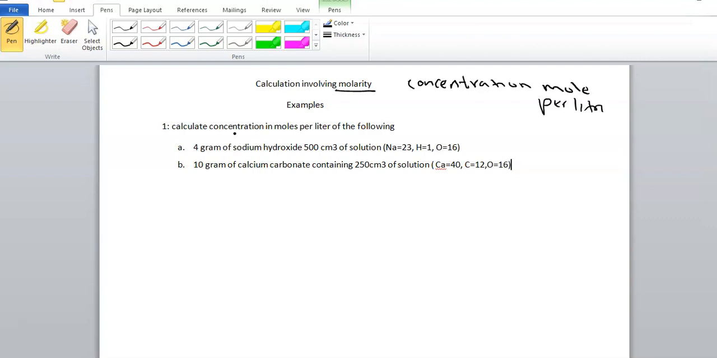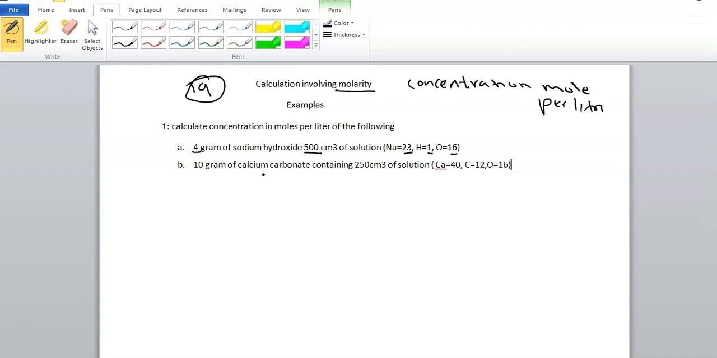In our last lesson, lesson 18, we learned how to calculate concentration in gram per liter. But this one is totally different. This is lesson 19, in which we are learning molarity. Calculate the concentration in moles per liter of the following. We have 4 gram of sodium hydroxide in 500 centimeter cubic of solution, where sodium is 23, hydrogen 1, oxygen 16 in the bracket.